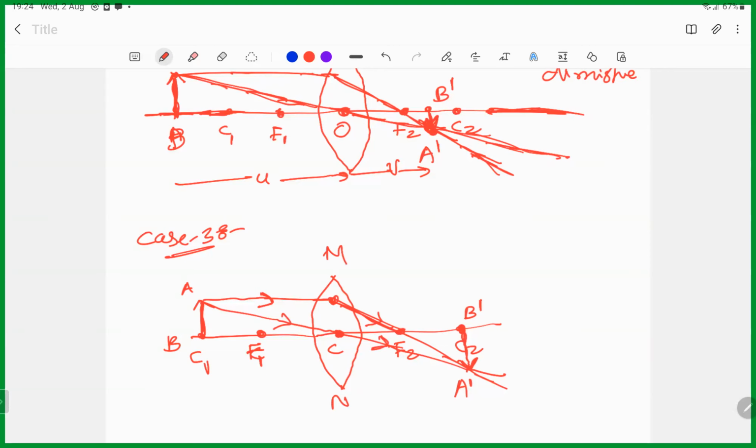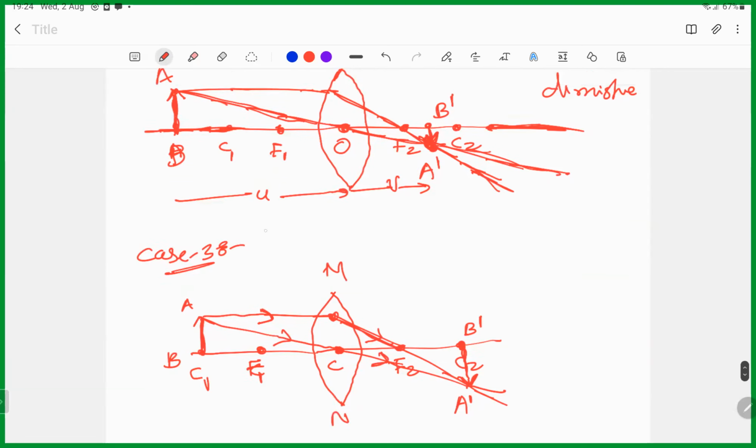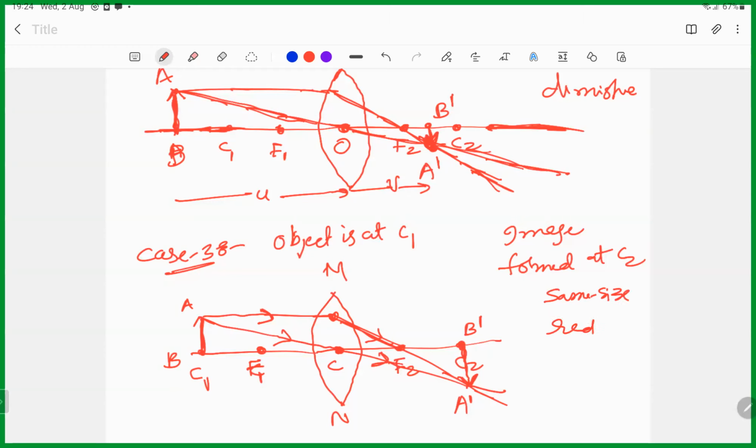Okay, so now the case is the object is at C1. So the image will be formed at C2, same size, real and inverted.